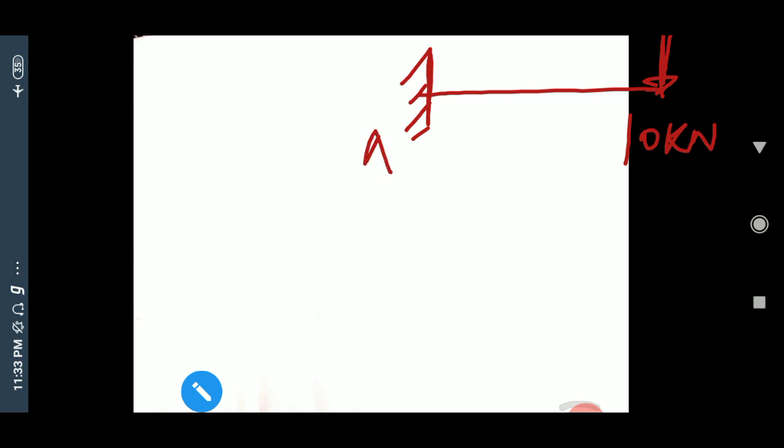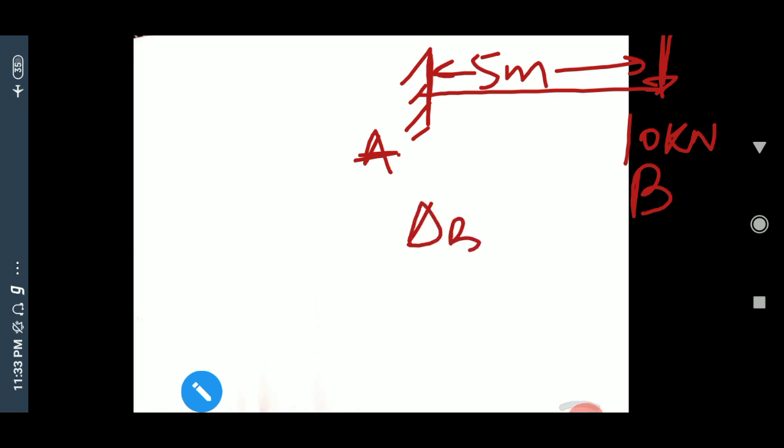Suppose a cantilever beam is given to us. This is the beam, and a load is given over here. The value of this load is 10 kilonewton. This is A, and this point is B, and the distance is 5 meter. Okay, so the question asks: find the deflection of the free end B and the rotation at the free end B.